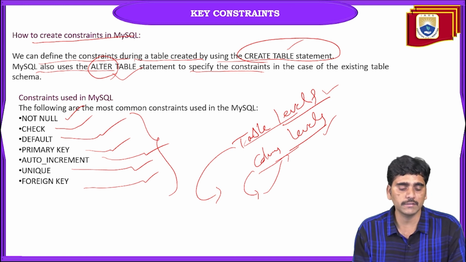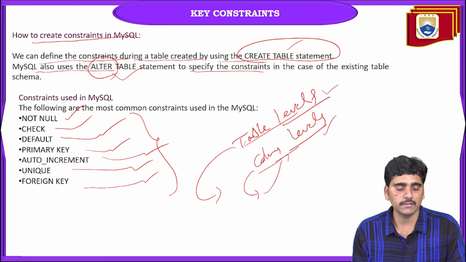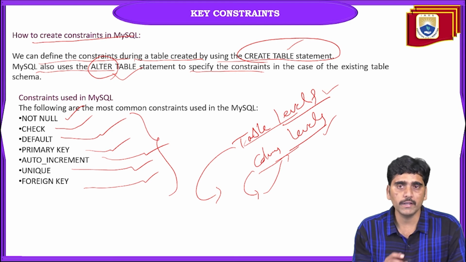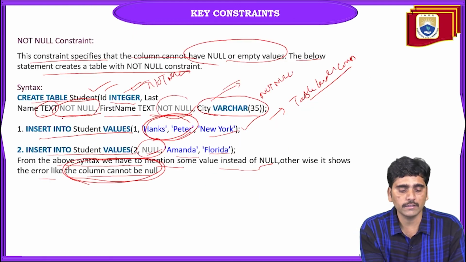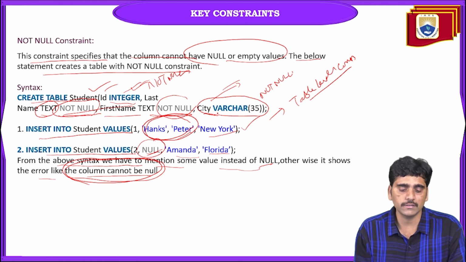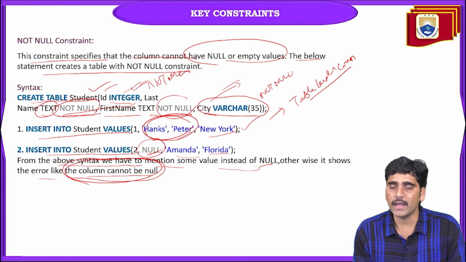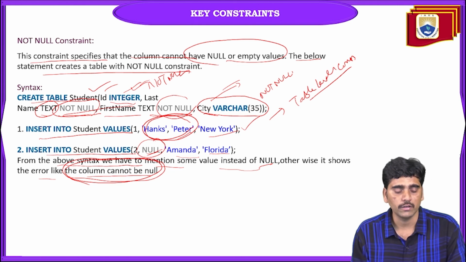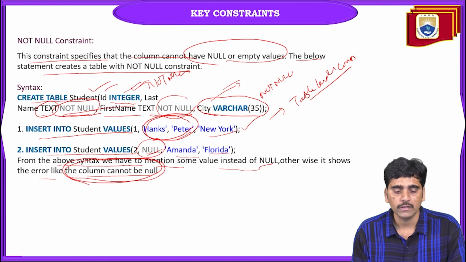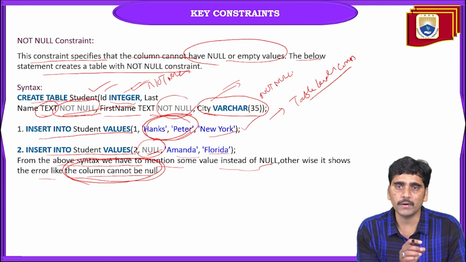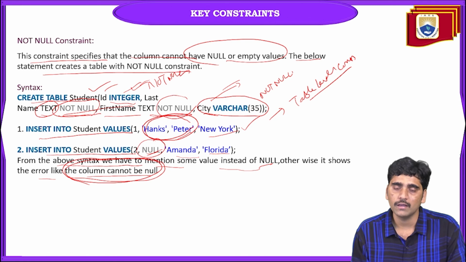So what are the different types of constraints? Not null constraints, check constraints, default constraints, primary key constraints, auto increment constraints, unique constraints, foreign key constraints, right? If you want to specify all these constraints, such as not null constraints and default constraints, it should have the column name as well as the data type. Then only the constraint is applied to the column.